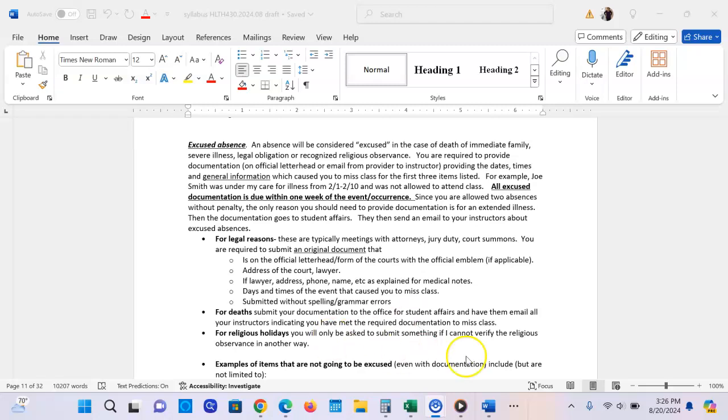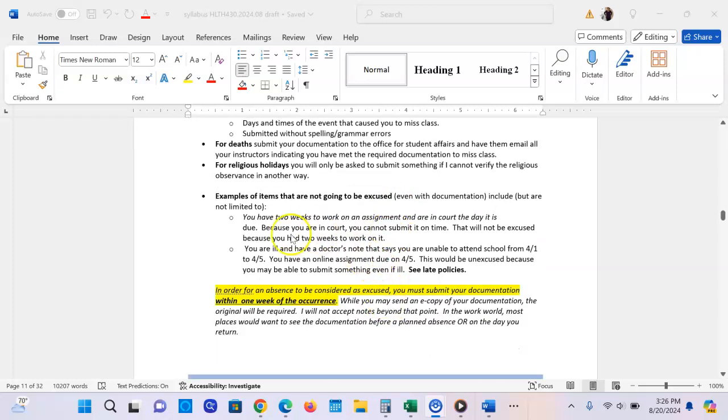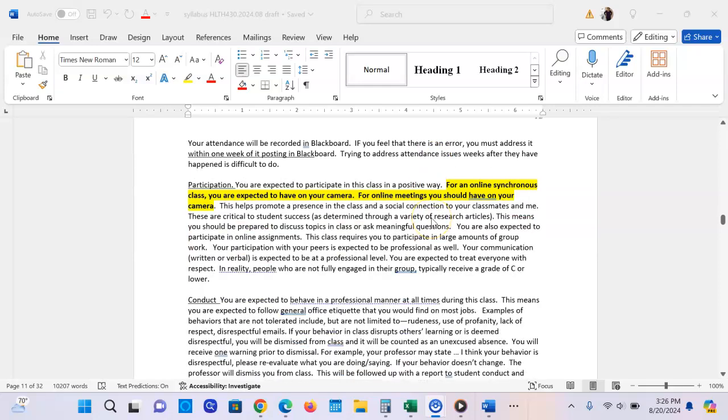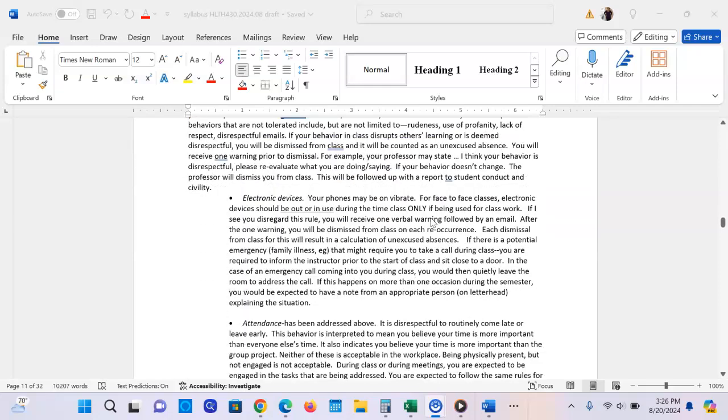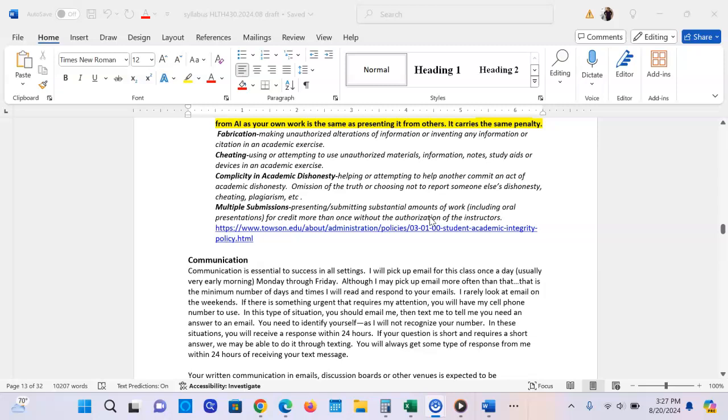And religious holidays, the only way I'd ask you to submit something is if I couldn't find information about the holiday online. Then there are examples of things that would not be excused in regards to work. And if you disagree with anything about your attendance, you have 1 week. Within 1 week of an attendance issue, it should be addressed, and within 1 week of your attendance posting in the Blackboard page, it should be addressed. Information about conduct, academic integrity, and I'll talk about artificial intelligence in a little bit.